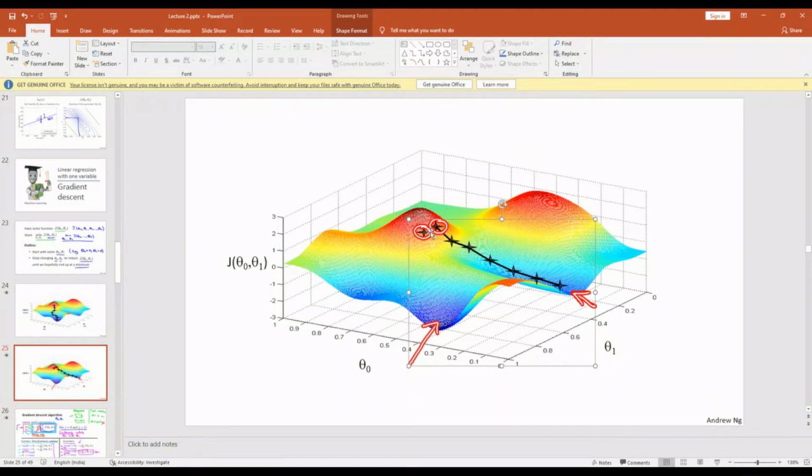There is still scope of getting minimum cost function. But as we have selected theta 0 and theta 1 in such a way that we are moving from this hill in this direction, right? So that is what is happening here.